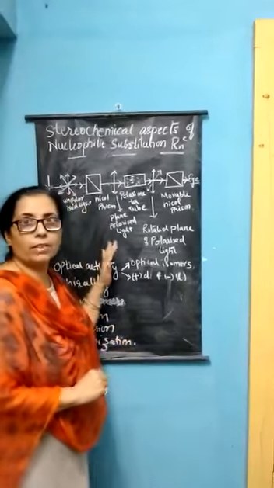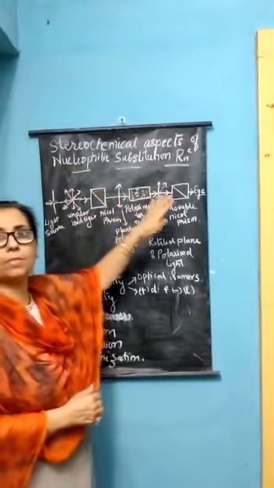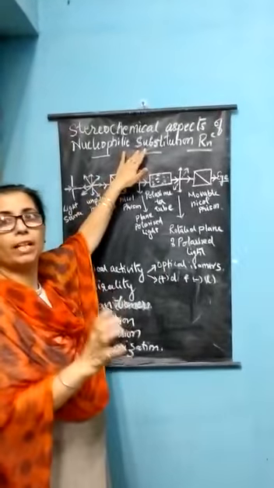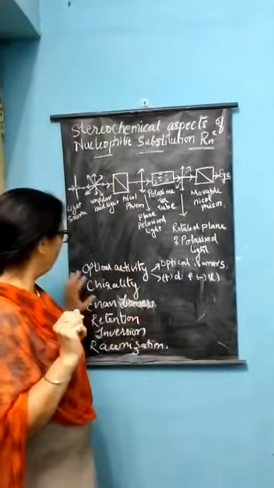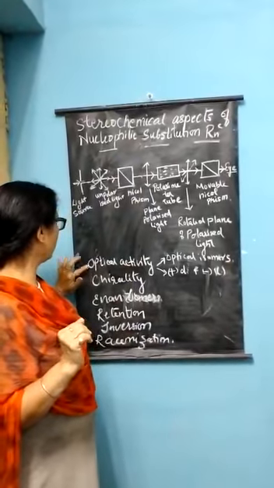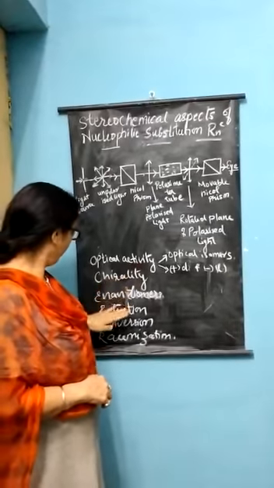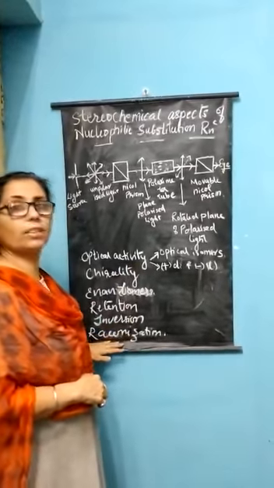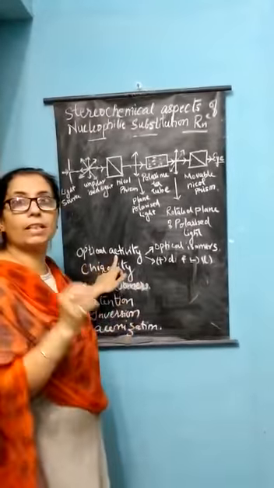Yes children, today we are going to study the stereochemical aspects of nucleophilic substitution reactions. In this topic, we have to cover lots of small definitions and points which you have to understand independently. First we have to see optical activity, then we will talk about chirality, then enantiomers, retention, inversion and racemization, and many others.